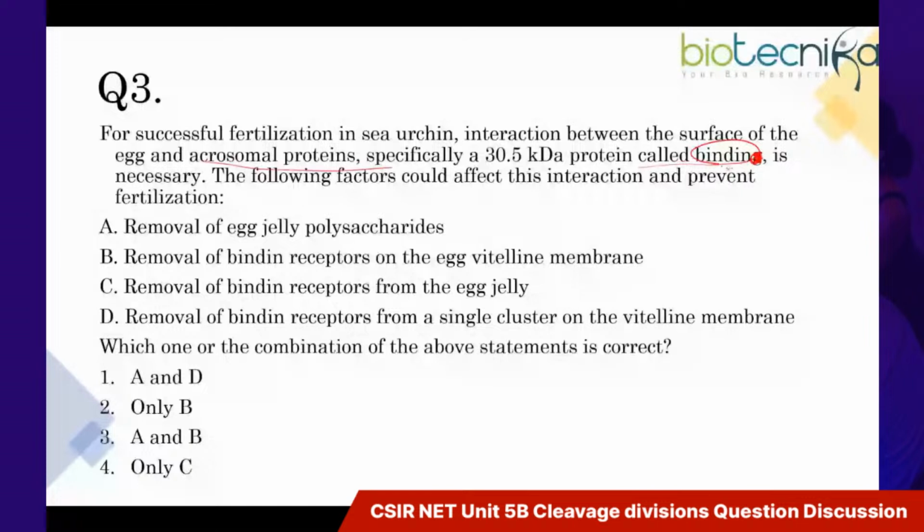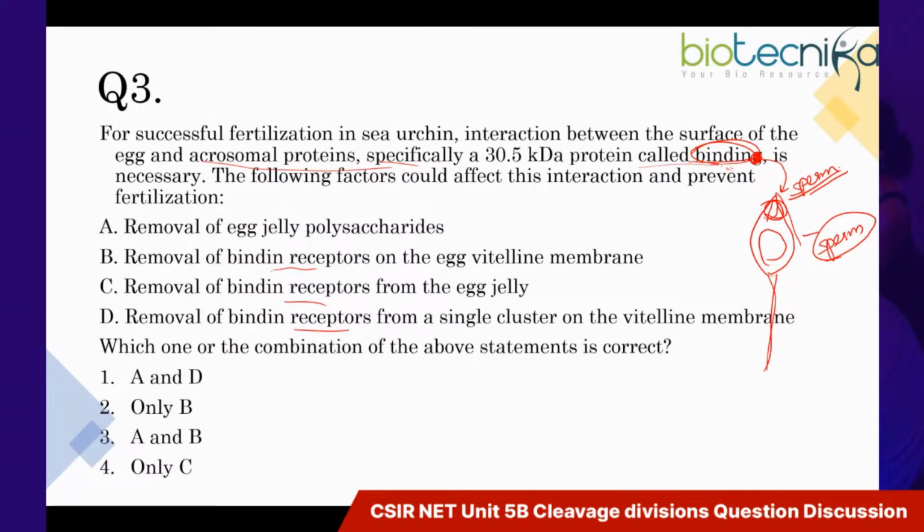It is an acrosomal protein. Now, acrosomal protein means what? Where will it be present? So this is a nucleus. This is the acrosome. So where will the acrosome be present? It will be present on the sperm, isn't it? So it's an acrosomal protein binding, which means binding is present on the sperm. So if binding is present on the sperm, the binding receptor will be present on the egg only, right? Correct. So that is one thing.